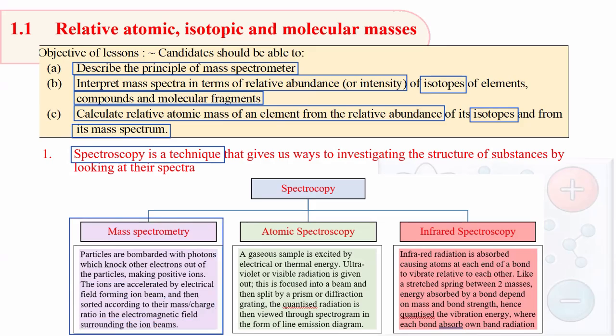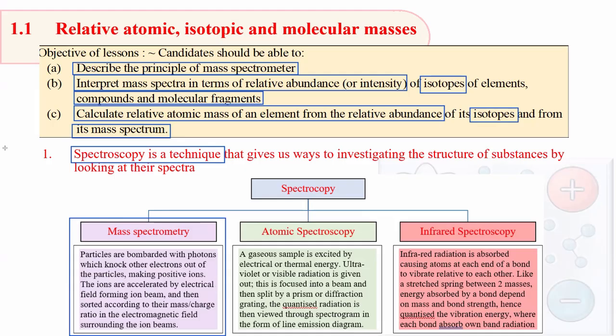where the principle of the mass spectroscopy makes use of the particles that are bombarded with photons, which knock other electrons out from their particles, making positively charged ions. These ions are isolated by electrical field, forming ion beam, and sorted accordingly to their mass over charge ratio in electromagnetic field surrounding the ionic beams.